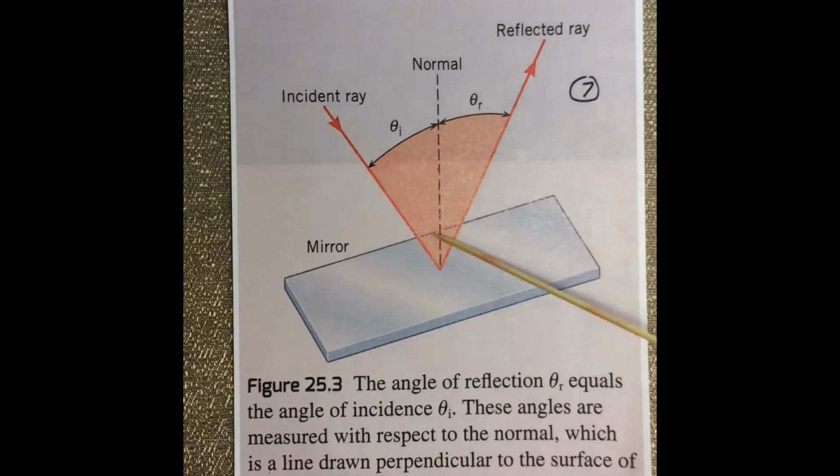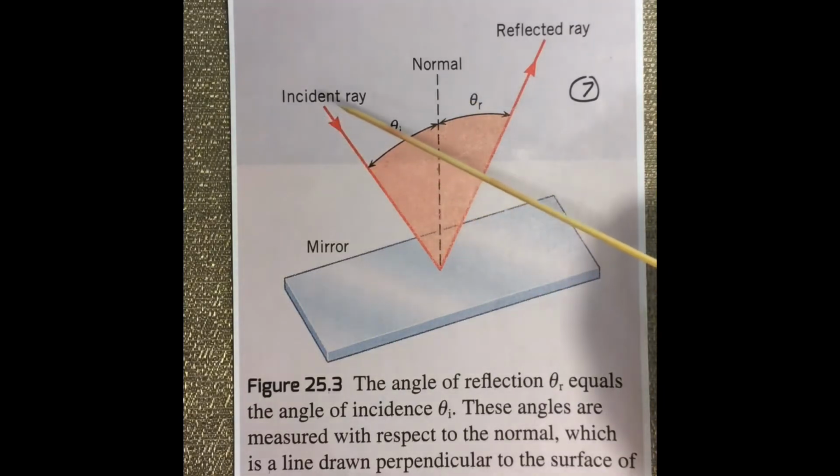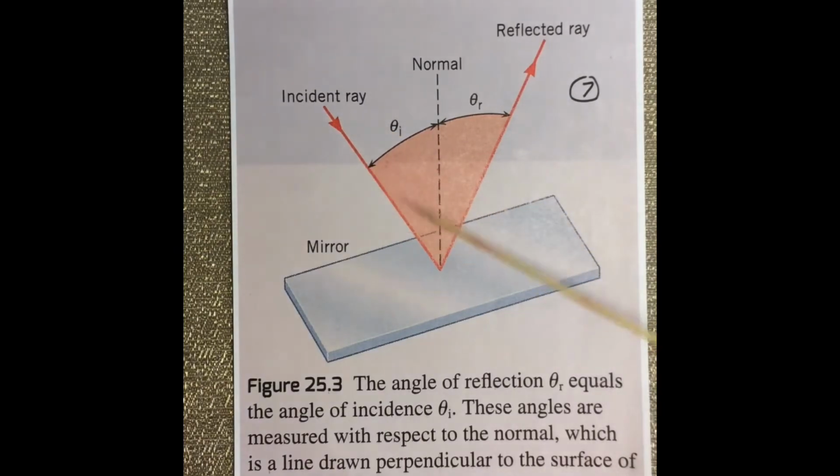And we draw a normal to that meeting point where both rays meet, the incident and the reflected ray. The angle between the normal and the rays, theta I and theta R, has to be equal. That's the law of reflection.